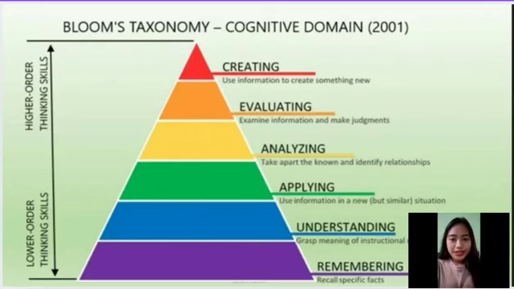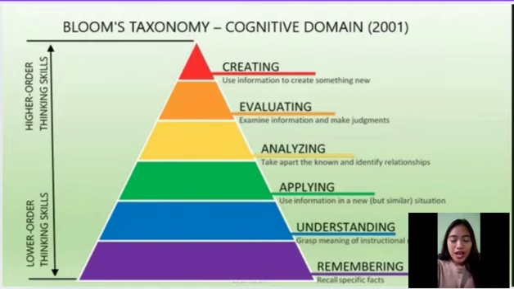Bloom's Taxonomy, Cognitive Domain 2001, which is remembering, understanding, applying, analyzing, evaluating, and creating. On level number 1, remembering, the learner is able to recall, restate, and remember learned information. Questions that start with what, where, how, and why, whose answers can be retrieved, recognized, and recalled, fall under remembering.